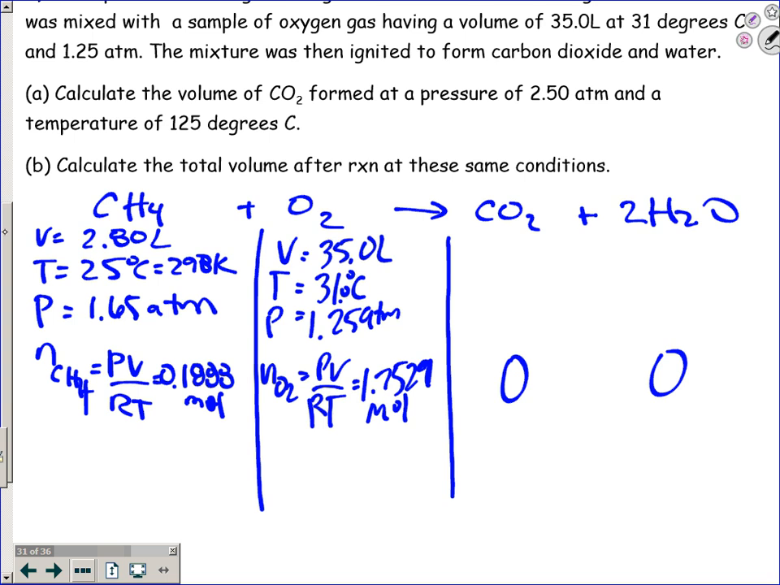Hold on. I balanced 2 there. Oh, yeah, 2 here. In the case of using the ratio, yes, you should use it. All the volume of gases remaining. Okay.